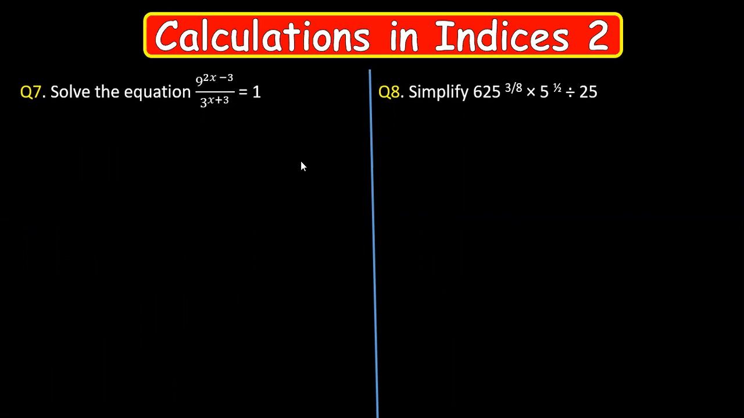So we stopped at question 6 in our calculations of indices 1. Today we are going to continue from question 7. So we have the first question, which says solve the equation 9 raised to the power of 2x minus 3 divided by 3 raised to the power of x plus 3 equal to 1. So let's begin.